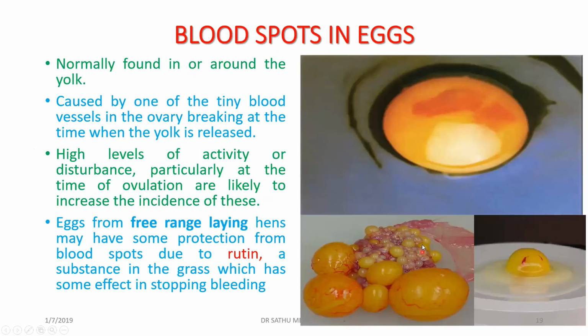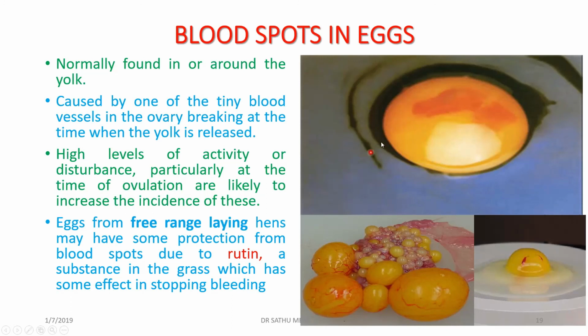Meat spot is normally found in the albumen. Blood spot is normally found in the yolk. Why is it occurring? It is because of the rupture of the small blood capillaries. So the blood capillaries may rupture, and we get the blood spots in the yolk. So coming to the judgment, yes, you can pass for human consumption. Just remove that blood spot.